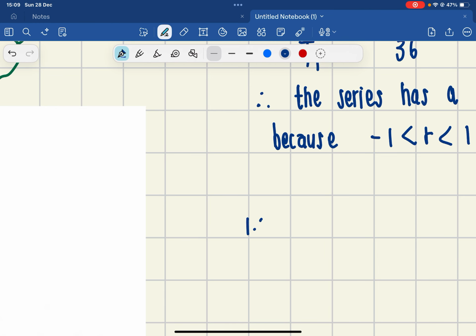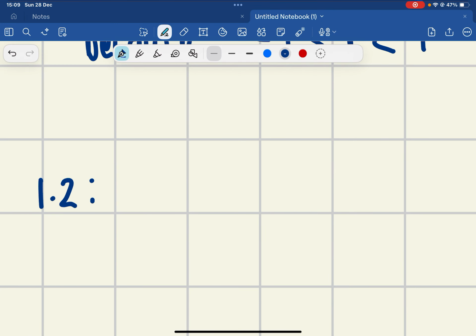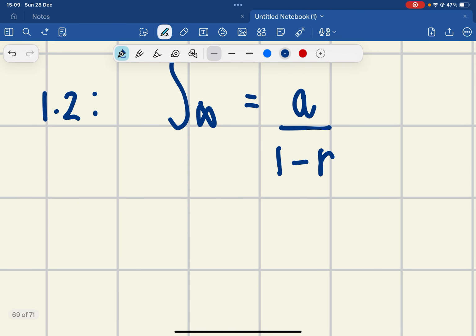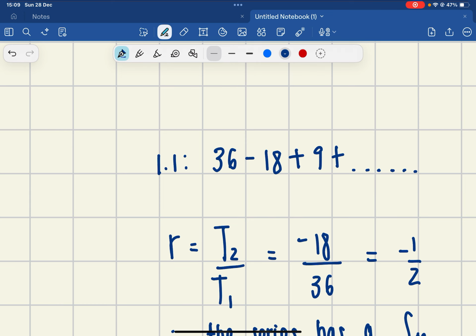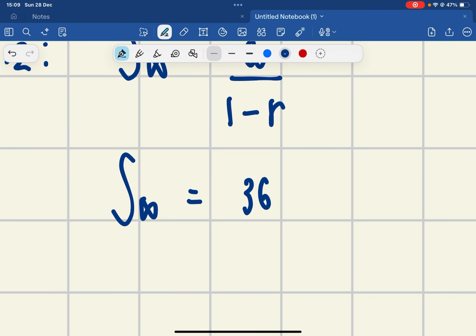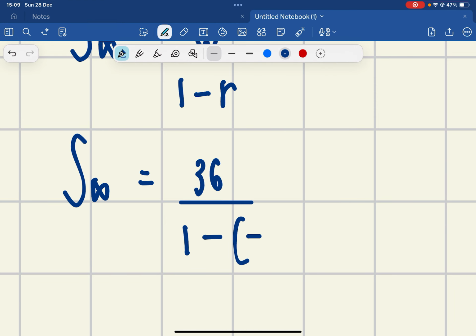Then we can move on to question 1.2. It says calculate the sum to infinity. We said that the formula for the sum to infinity is a over 1 minus r. What is our a value in the sequence? Our a value would be 36. So we put 36 on top, and then we subtract our r value, which we've calculated to be negative a half.